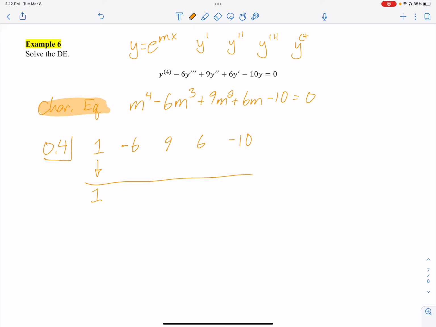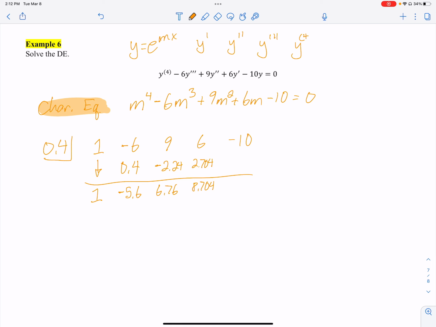Then I multiply, so I get 0.4. Then I add, I got -0.56. I'm going to need a calculator for this. So I got 0.4 now, times that, -5.6. I'm trying to confirm that it is a 0 and they didn't round. I got -2.24, and I add 9 to that. I got 6.76. Then I times that by 0.4, and I got 2.704, and I add 6 to that. I got 8.704. Then I'm going to multiply that by 0.4.